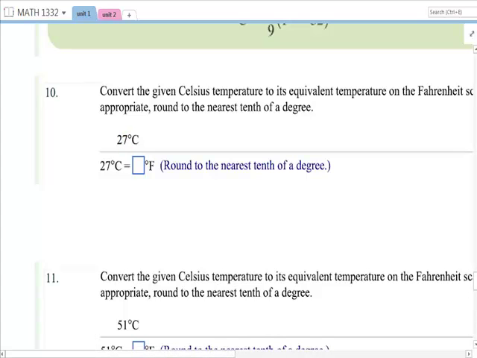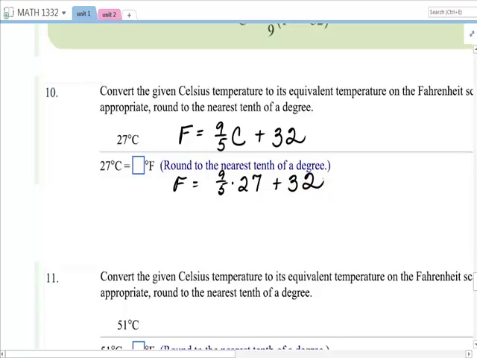All right, we've got the Celsius. We're moving to the Fahrenheit. We want Fahrenheit. So we're going to choose the formula. Fahrenheit is equal to 9/5 Celsius plus 32. So you have to grab the right one. We're going to plug in the 27 we were given. F is equal to 9/5 times 27 plus 32.